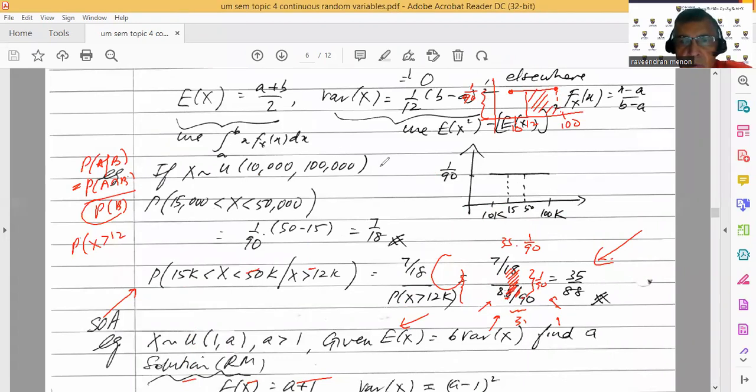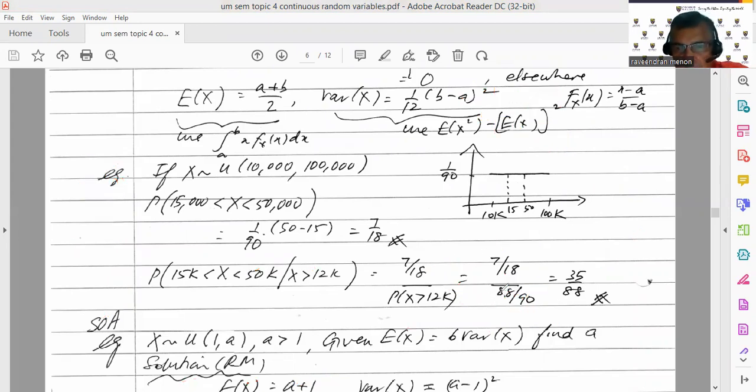Bigger than 12 means 12 up to 100. So 100 minus 12 is how much? 88. So I'll have 88 here, from 12 to 100. And what's the height again? 1 over 90. So 1 over 90 times 88. That's what you'll see in the denominator. There you go.